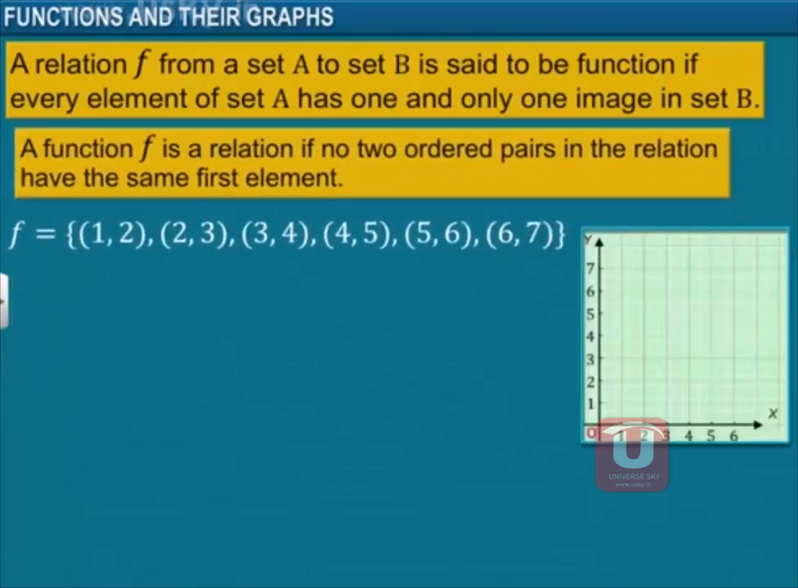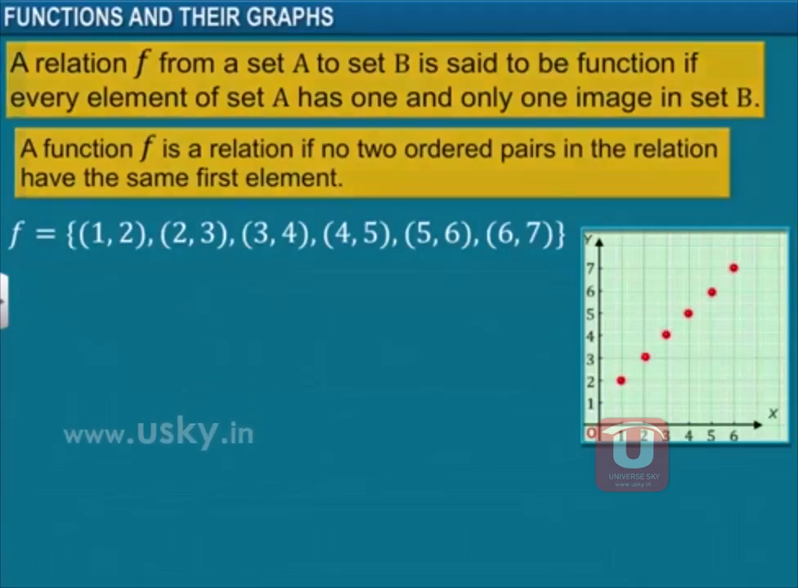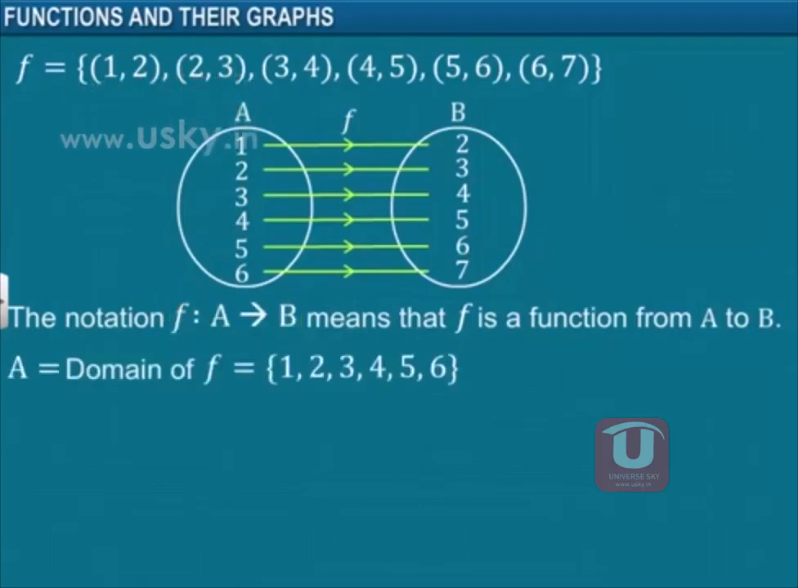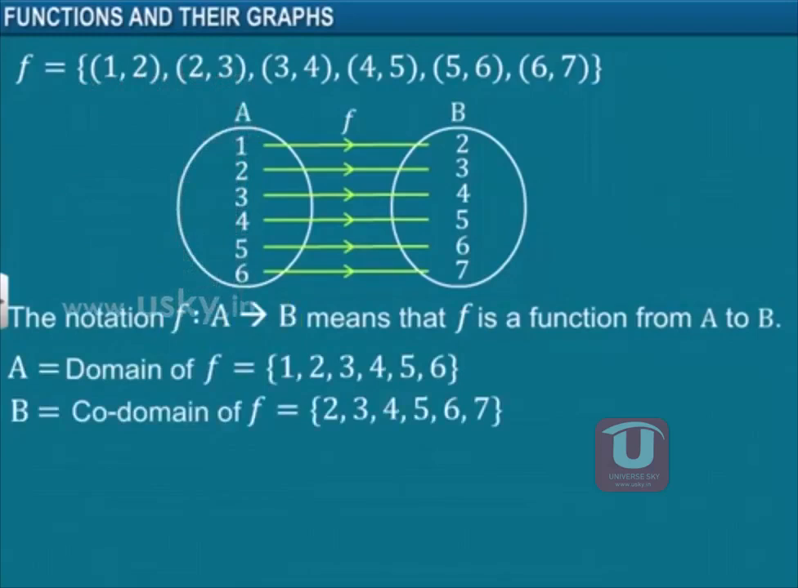A function that is a relation between two sets can be represented graphically because it is the set of ordered pairs and can be plotted on the Cartesian plane. The notation f from A to B means that f is a function from A to B, where A is called the domain of f and B is called the codomain of f.